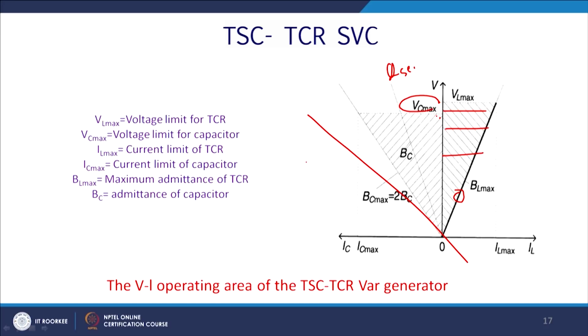So, VL max is the voltage limit for the TCR, VC max is the voltage limit for the capacitor, IL max is the current limit of the thyristor, and IC max is the current limit of the capacitor. BL max is the admittance of the TCR, you can choose any value, and BC is the admittance of the capacitor, and it will change in this way.